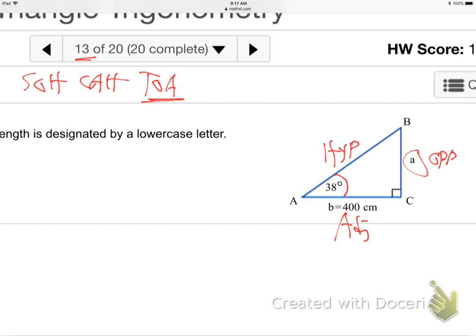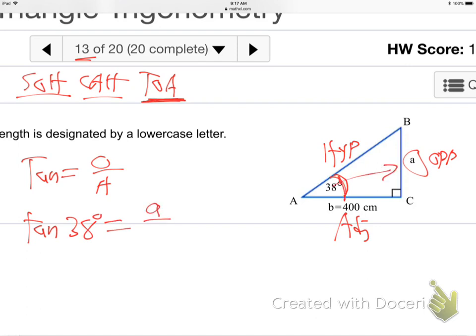Tangent, right? Remember, sine is opposite over hypotenuse, cosine is adjacent over hypotenuse, tangent's opposite over adjacent. So tangent of 38 degrees, this angle, is the opposite from that, which is little a, over the adjacent from that. The adjacent is the 400. Does that make sense how I came up with that? Now we can use that to solve for the little a.